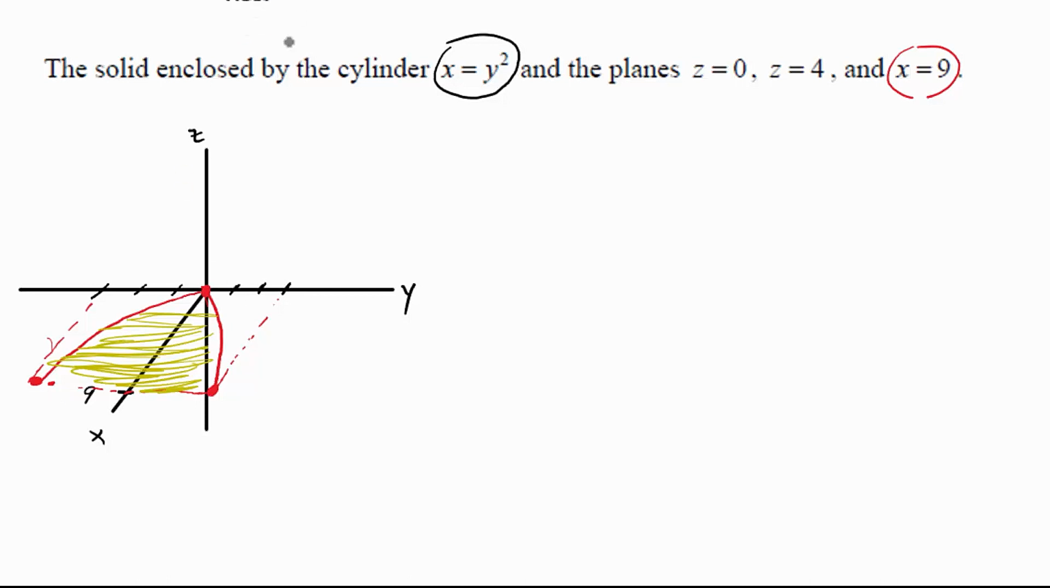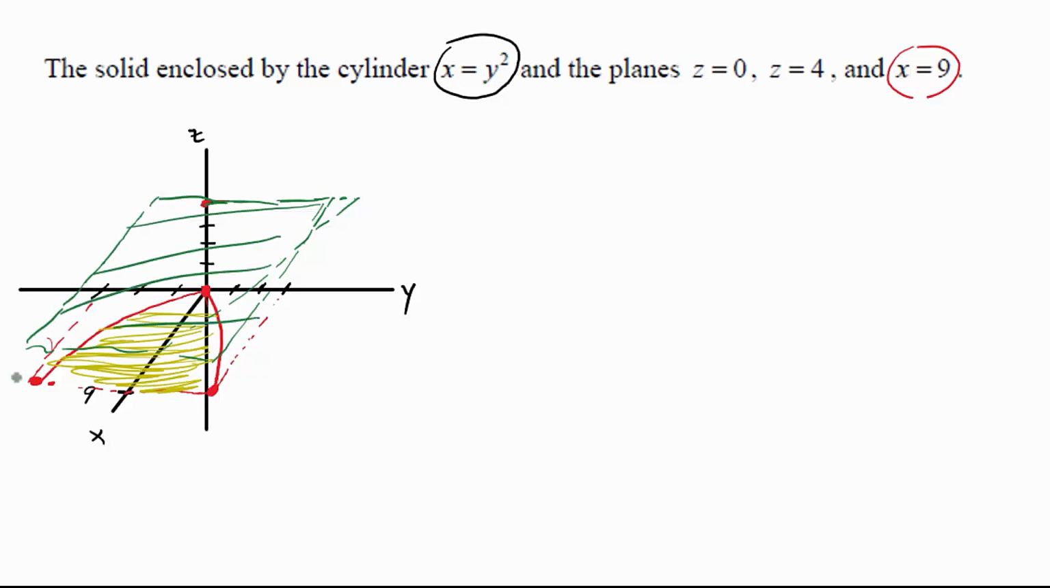So z equals 4, I don't know if I want to attempt to draw that, but that would be just a horizontal plane, right? Maybe I should use a different color. That would just be a horizontal plane, maybe coming out like that. See, it's looking worse because I decided to draw it. So I'll erase it in a second, but it would be that on top, right? That would be the roof. Now I'm going to erase that because it looks horrible.